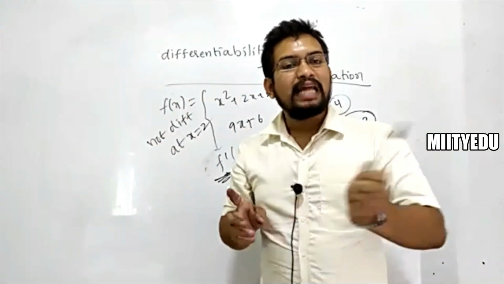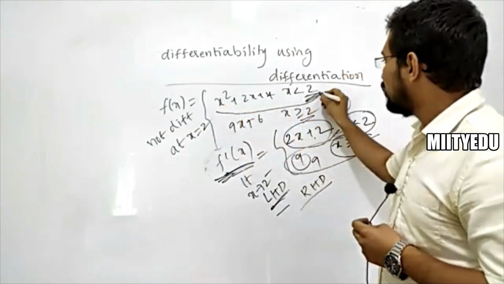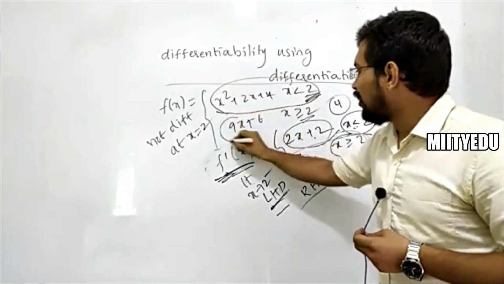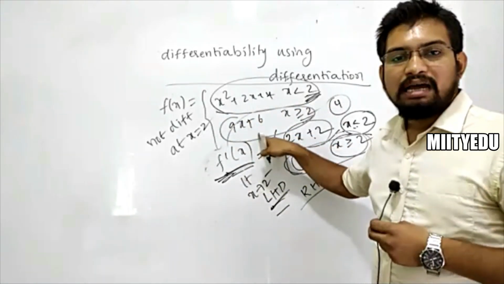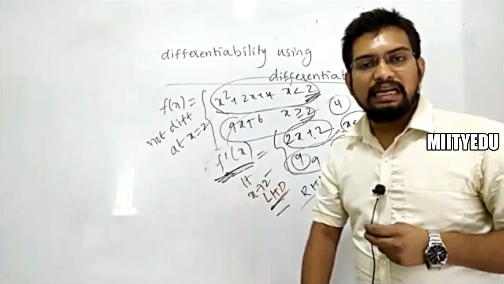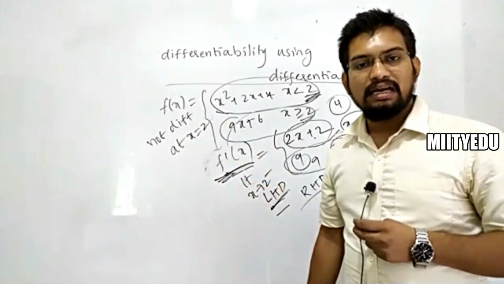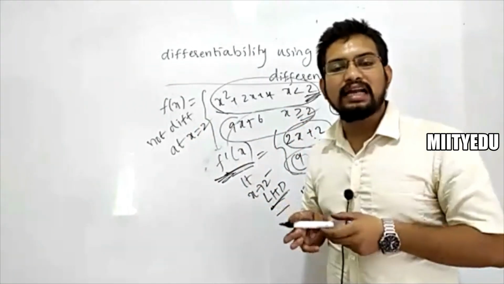But sometimes it happens that the function is not continuous at this point, but if I find the differentiated function, LHD and RHD will be equal.